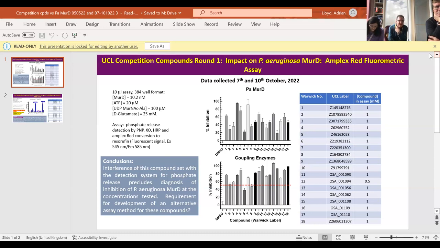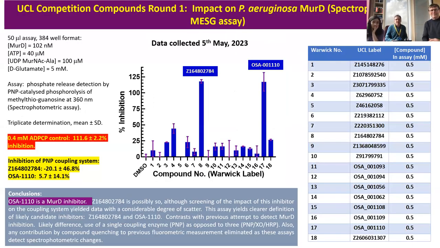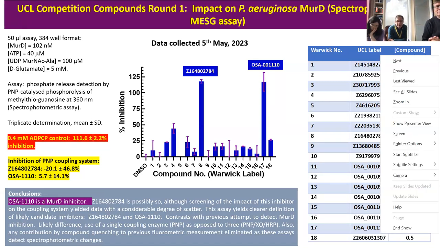So the coupling system we use in our fluorescent assay involves three proteins: purine nucleoside phosphorylase, PNP, xanthine oxidase, and horseradish peroxidase. And those are three liabilities with regard to interference. So what I've done is I've carried out the assays again, except we've used a far simpler, but unfortunately rather more expensive in terms of reagents, spectrophotometric assay, and carried out assays against the same compounds, which, I'll just go to the next slide. Gives a much clearer picture of what's going on.